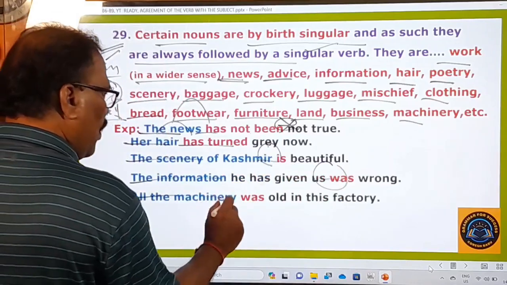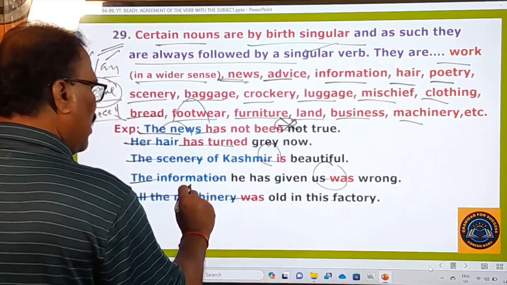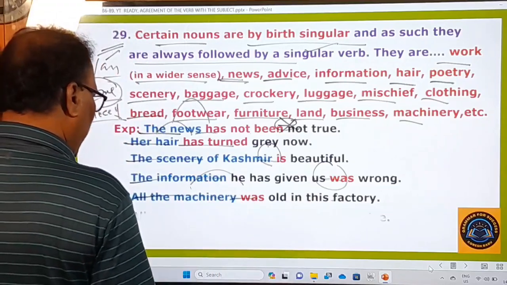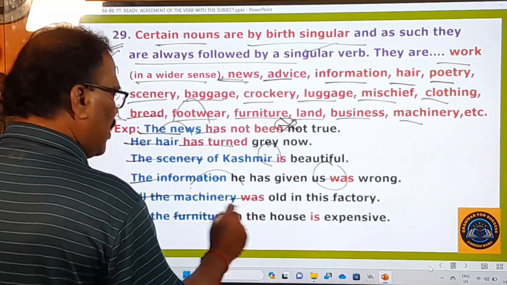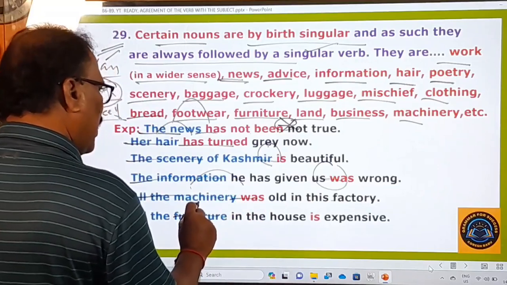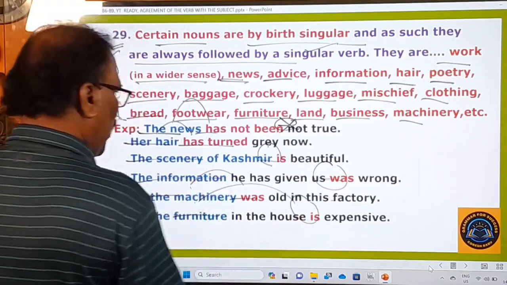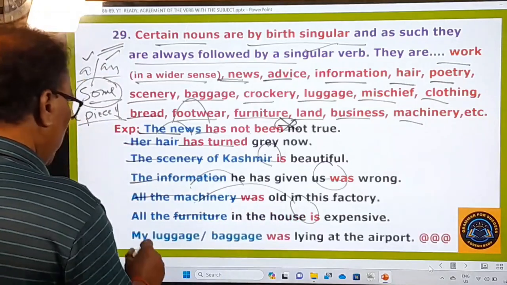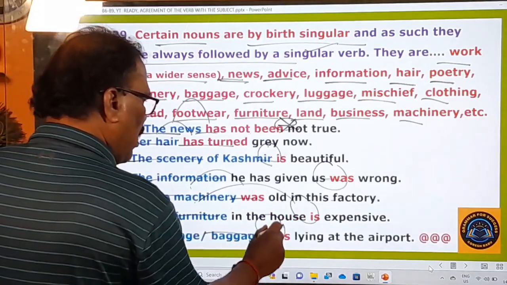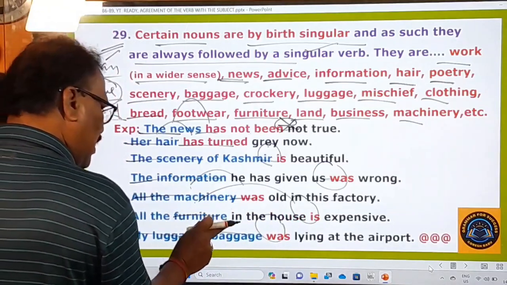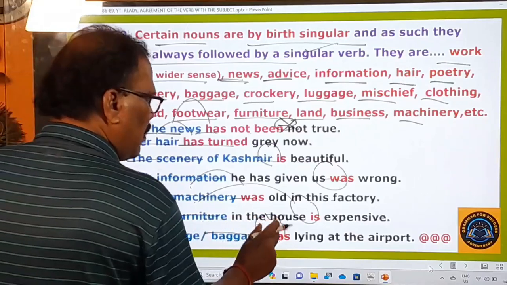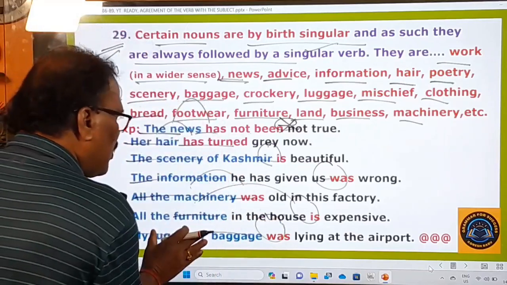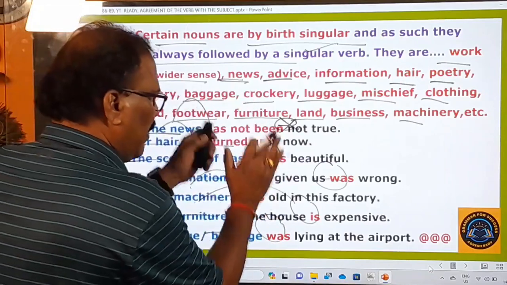All the machinery was old in this factory. Singular noun, singular verb. All the furniture in the house is. So furniture is also singular and therefore is. And one more example is given. My luggage or baggage was. So baggage is singular, luggage is singular, so therefore a singular verb. So a singular noun is always followed by a singular verb only.